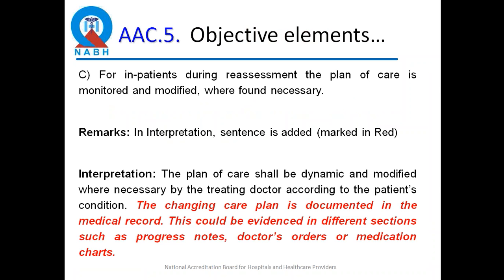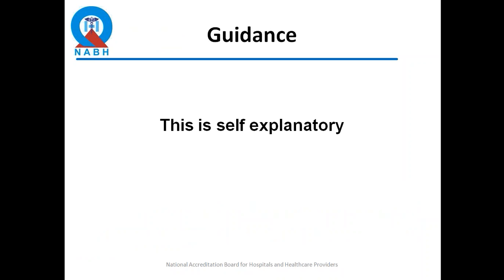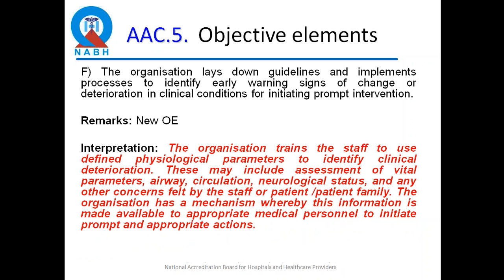AAC 5 is about reassessment of patients. A very simple interpretation has been added, saying the changing care plan has to be documented. Okay, and therefore, if there is a change in the care plan, you don't just change the treatment, but also in the medical record, the doctor should write what the new instructions are that have been given. Self-explanatory.